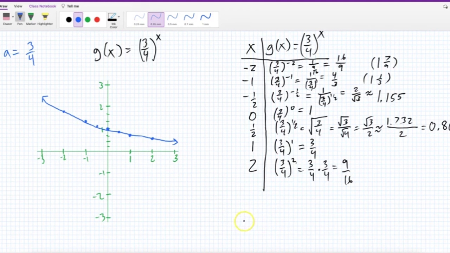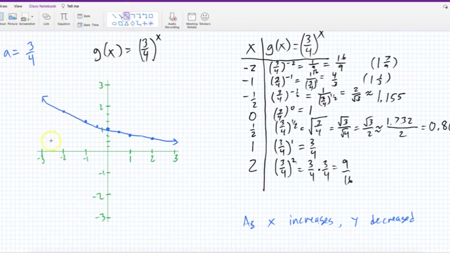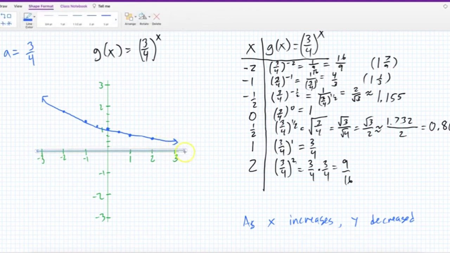So what this means is as x increases, y decreases. We're multiplying by 3/4 every time we move to the right. So multiplying by that more and more and more is going to shrink your output. It's never going to get to 0, but it's going to get smaller and smaller and smaller. And so what that means is we actually, yet again, have a horizontal asymptote at y equals 0, in other words, the x-axis.